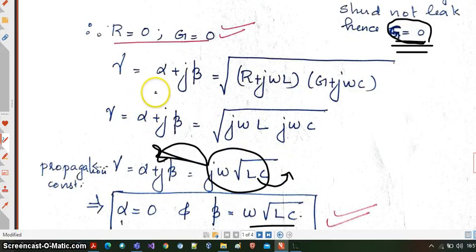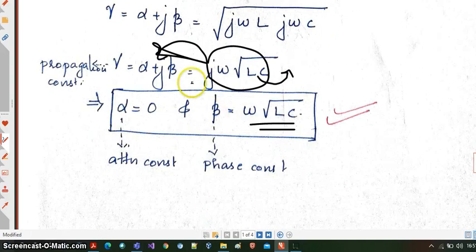Now, gamma is equal to alpha plus j beta, which is equal to square root of (R plus j omega L) into (G plus j omega C). I am going to substitute R equal to 0, G equal to 0 in this expression. Finally, I will get gamma is equal to j omega into square root of LC.